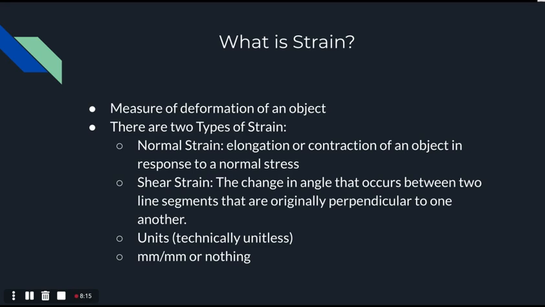Now, just like stress, there are 2 types of strain, normal strain and shear strain. Normal strain is the elongation or contraction of an object in response to normal stress. Shear strain is the change in the angle that occurs between 2 line segments that are originally perpendicular to one another. And typically, strain is unitless.